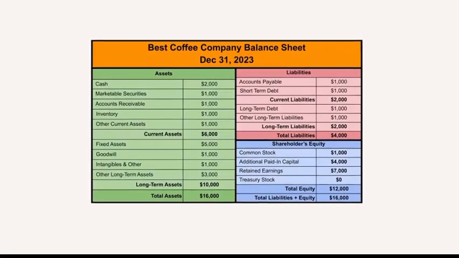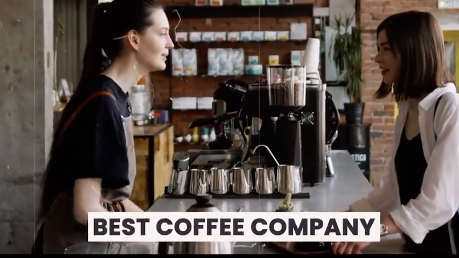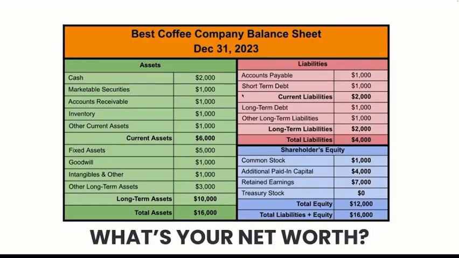Now, in this video, I'm going to show you some fake financial statements of a business that I created called Best Coffee Company. Let's start with Best Coffee Company's balance sheet. This is a record of what the company owns and what it owes to others. The balance sheet answers the question, what's your net worth? And is kind of like your own personal net worth statement.